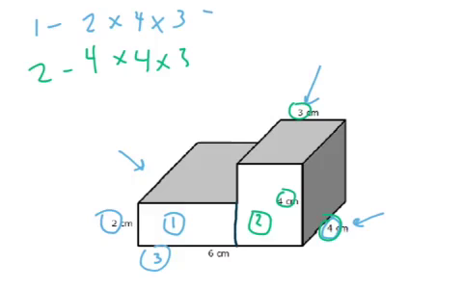Now let's figure out what this is. 2 times 4 is 8. 8 times 3 is 24. 4 times 4 is 16. 16 times 3 is 48. Let's add up the volume of both rectangular prisms to get our L-shaped total. 4 plus 8 is 12. Let's regroup that. 10 plus 20, 30, 72. So the answer is going to be 72 centimeters cubed.